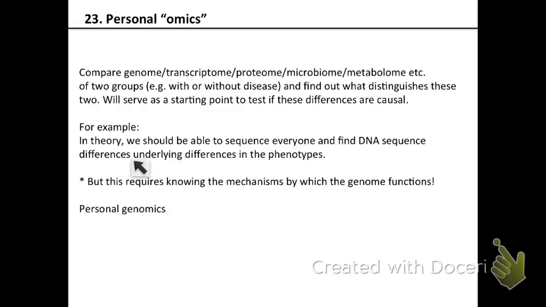For example, in theory, we should be able to sequence everyone in the world, right? And find the DNA sequences underlying the differences in our phenotypes, right? However, it's not that simple. It turns out it's not that simple because what we don't know is the mechanism by which the genome works. So we have to supplement this with a lot of functional studies of the genome to understand what these differences mean, right?